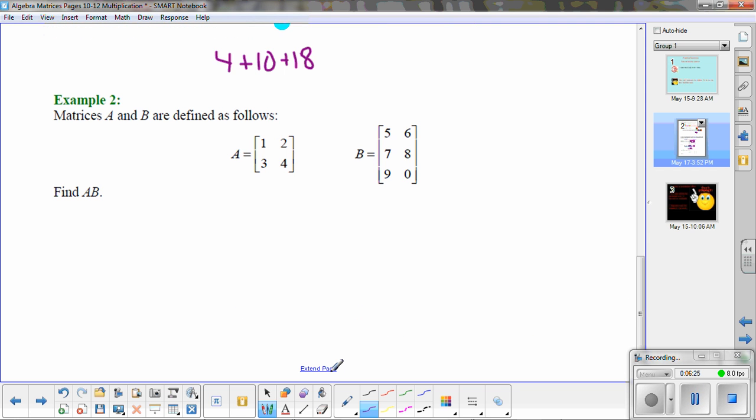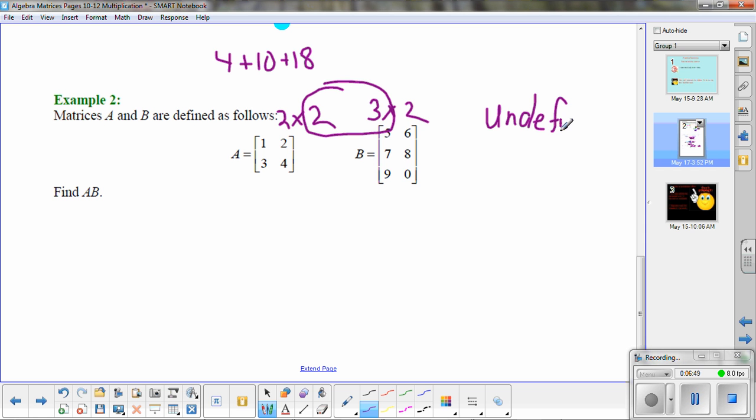Now in our next example, we have a 2 by 2 and we have a 3 by 2. Since these two things do not match, this one is undefined. That's going to be the best part of your assignment when you get to what looks like maybe an obnoxious problem and you're not going to have to do a thing because it's undefined.